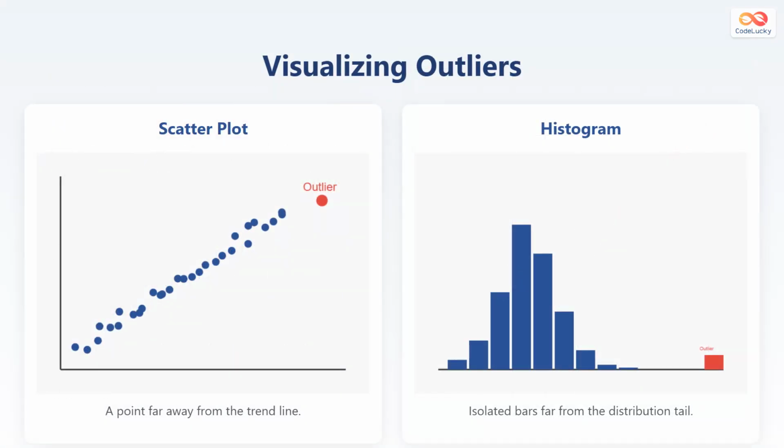The easiest way to spot an outlier is by visualizing the data. On a scatter plot, an outlier is that lonely dot far away from the trend line where all the other dots congregate. Similarly, in a histogram, you might see a large gap between the main distribution and a small, isolated bar at the far end. These visual cues are your first warning sign.